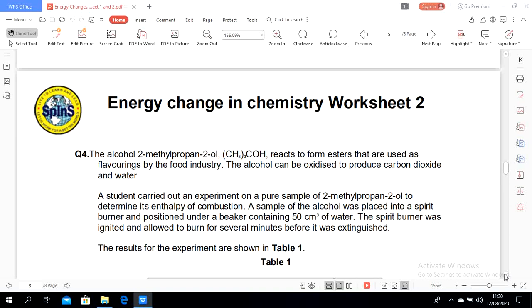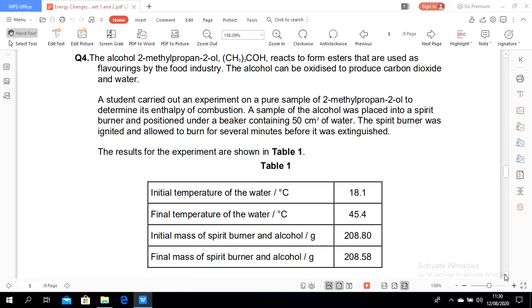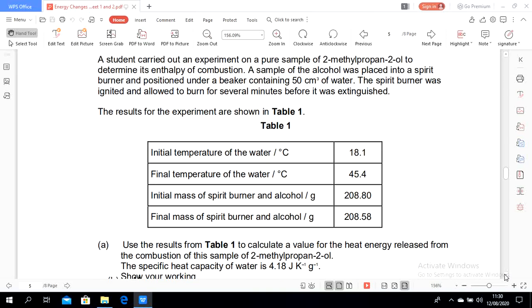A sample of alcohol was placed into a spirit burner and positioned under a beaker containing 50 cm³ of water. The spirit burner was ignited and then allowed to burn for several minutes before it was extinguished. The results for the experiment are shown in table 1. So there is an initial temperature, final temperature of the water, and then the initial mass of the spirit burner and alcohol. Of course, we cannot measure the mass of the alcohol only, but we have to measure the mass of the spirit burner and the alcohol.